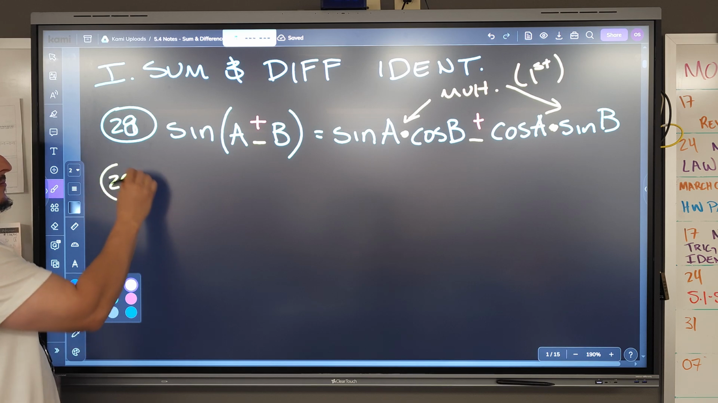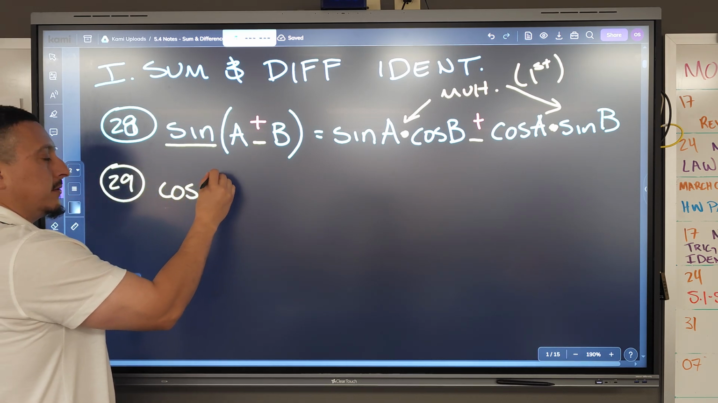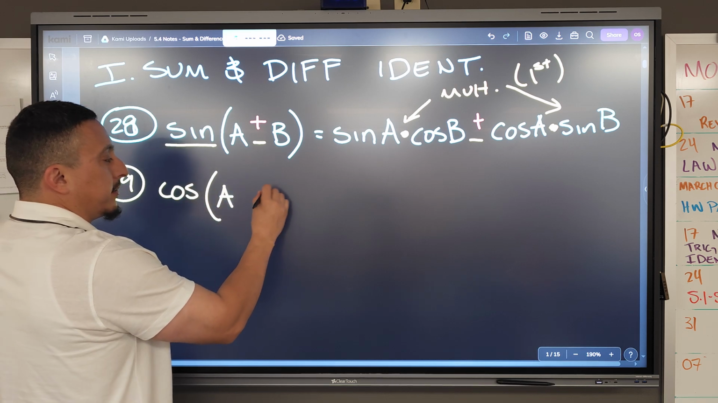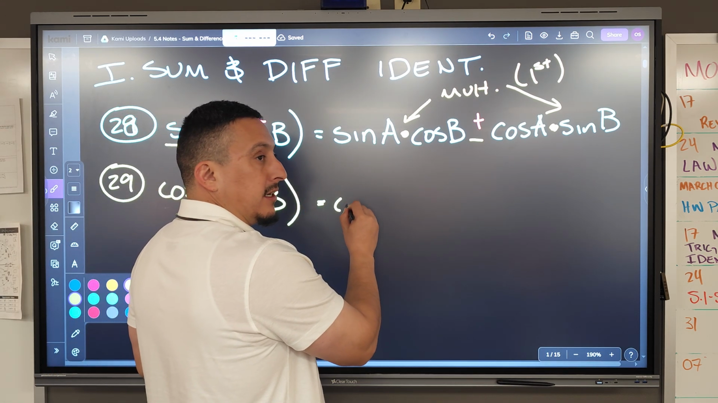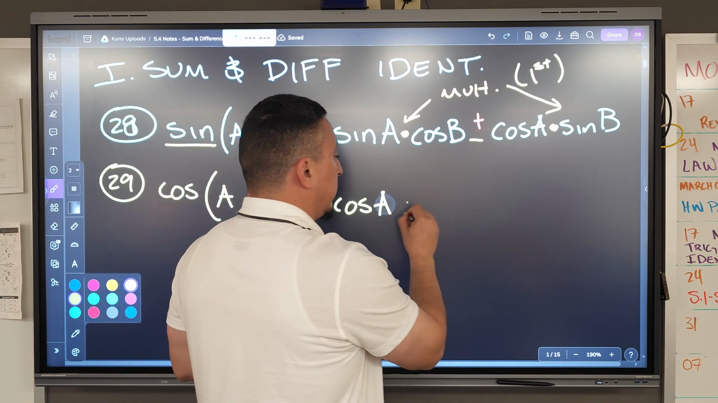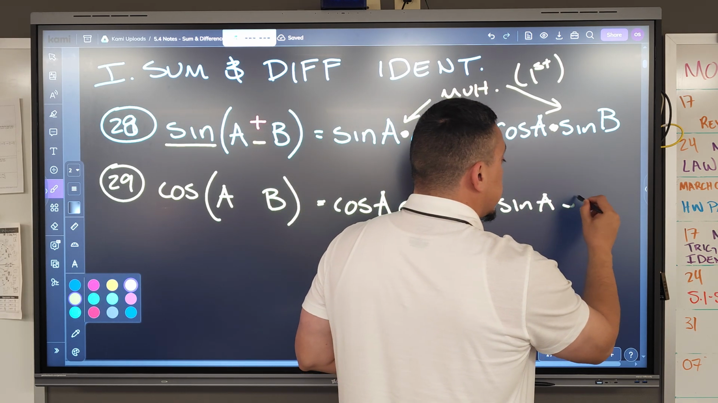29. That one, this is the sine one, this is the cosine one. The cosine, A and B. Notice the order of the letters. Excuse me, it's always the same. It's like A first, then B. Okay? Cosine A, cosine B, sine A, sine B.